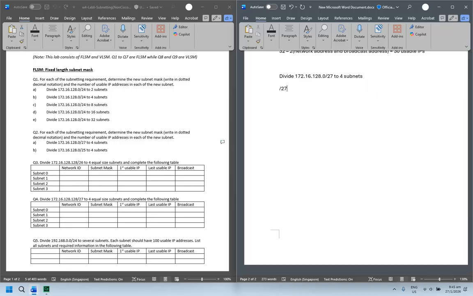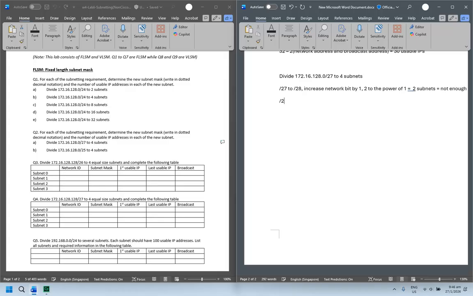So basically from /27, if I increase to /28, I increase the network bit by 1, which will be 2 to the power of 1, which will give me 2 subnets. But my requirement is 4 subnets, so same concept here. It's not enough for my requirement.